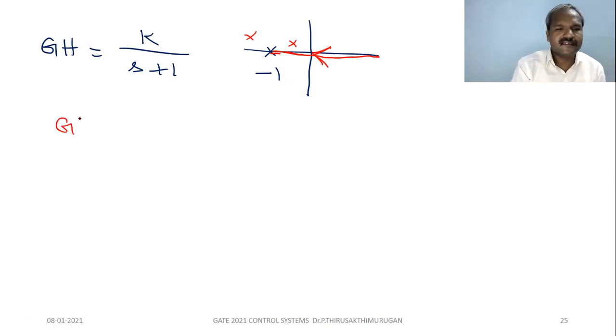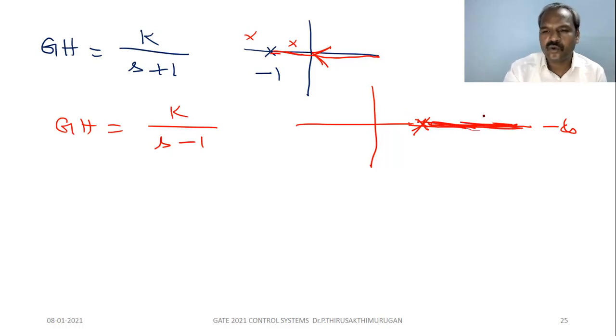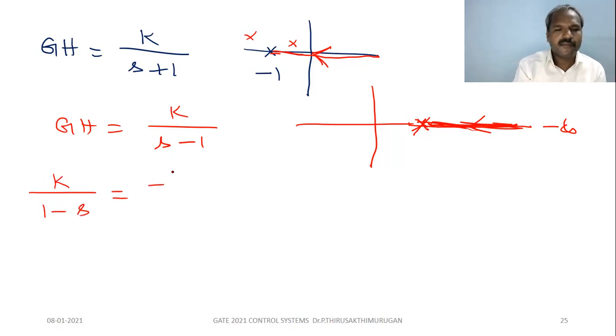Then another is GH equal to k by s minus 1. What is the pole and zero? Clear? So the pole is on the positive real axis. So the root locus is from minus infinity to this pole. The branch of the root locus exists here. Understand?